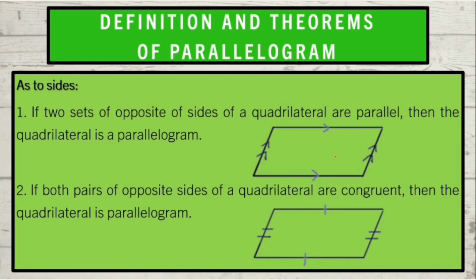As shown in the figure, there are marks where congruent sides are shown. This is the side that is equal to this side. They have two marks. And this is the side that is congruent to this side. It has only one mark. Got it? Very good. I hope you're still with me.